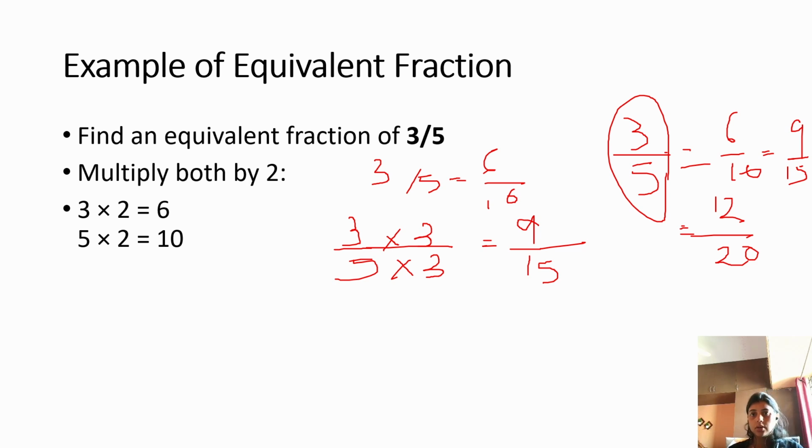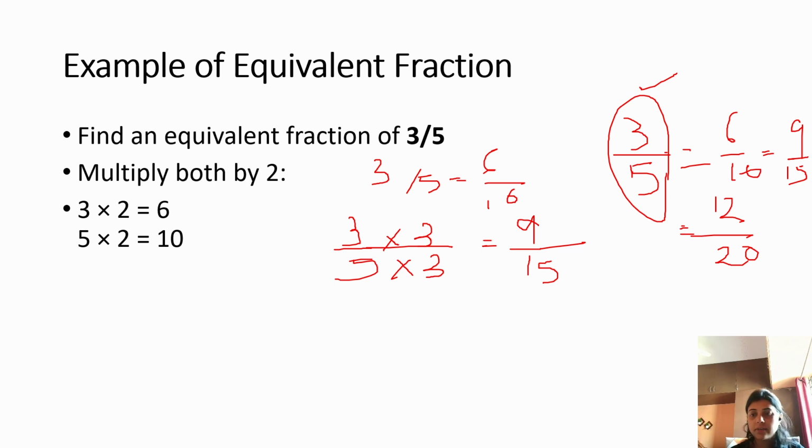Okay. So now, 3 and 5, if this is your fraction, then we have to multiply both the numerator and denominator by an equal number. Then we will get the equivalent fraction of the given fraction. Understood? Clear? It's a very easy and simple way.